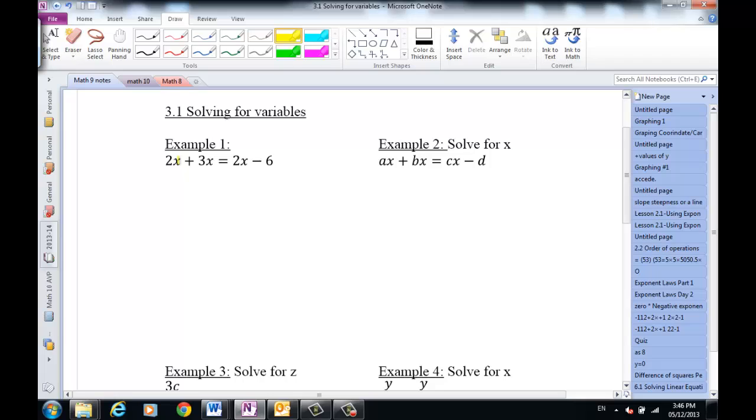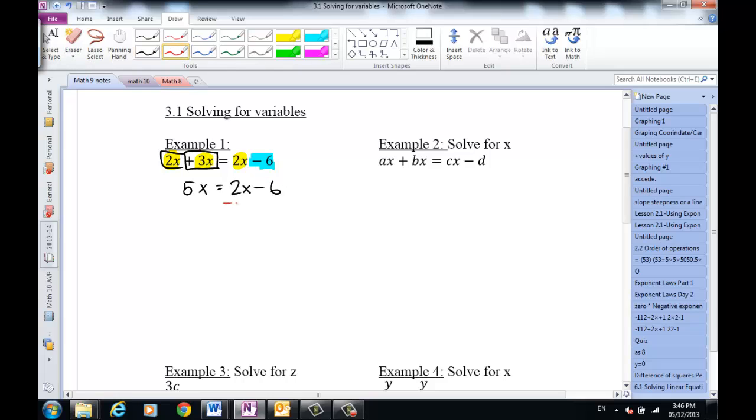And notice that I have 2x plus 3x over here, I have a 2x over here, and then I have minus 6 over here. Our goal is to get all of the variables on one side and all of the constants on the other side. So I'm just going to simply start by adding my like terms. On this side I have 5x is equal to 2x minus 6.